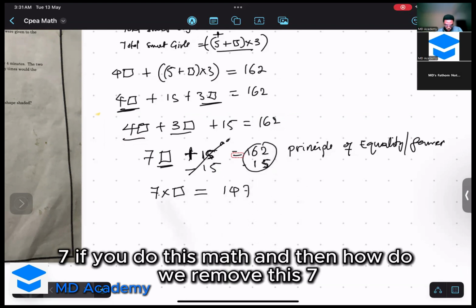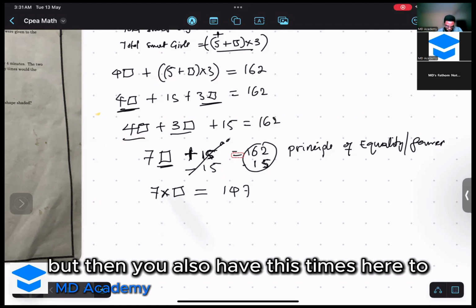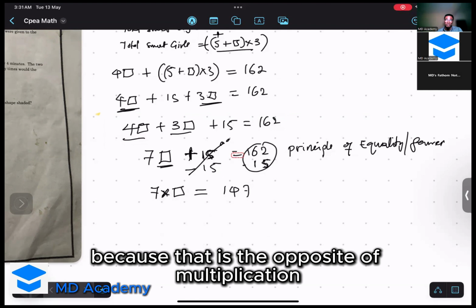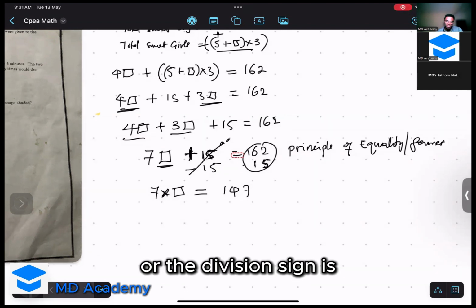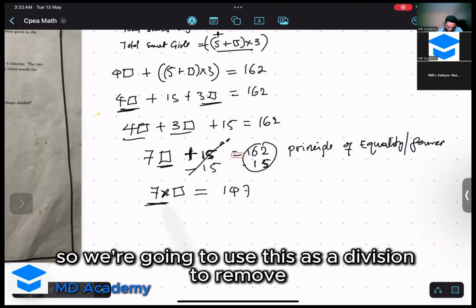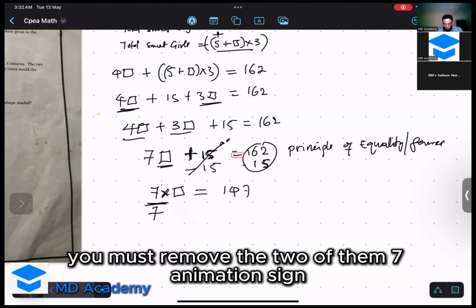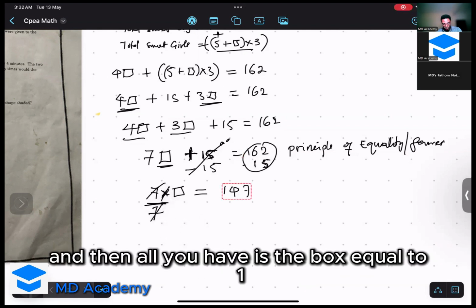And then how do we remove this 7? Of course, only 7 can neutralize 7, but then you also have this times here to remove. The division sign can remove this because division is the opposite of multiplication, or the division sign is the opposite of the multiplication sign. So we're going to use this as a division to remove that, and then 7. You must remove the two of them, the 7 and the multiplication sign. When you do this, all you have is the box equal to 147.